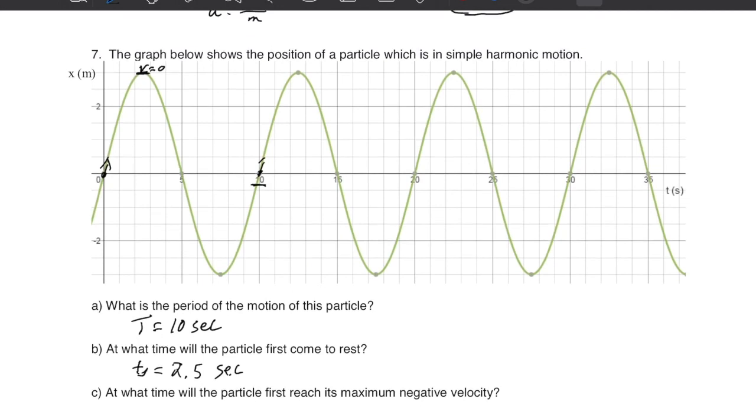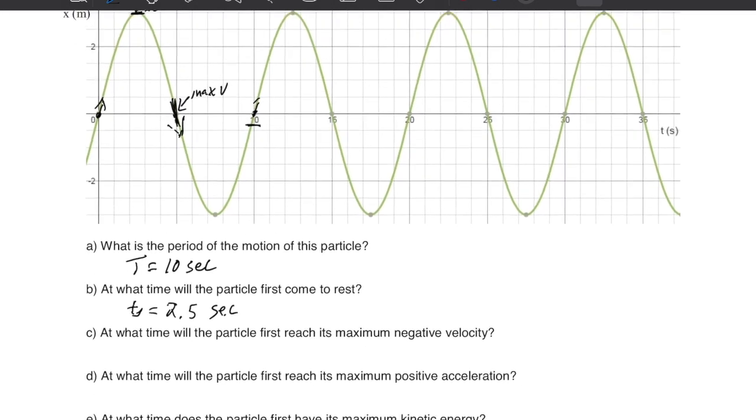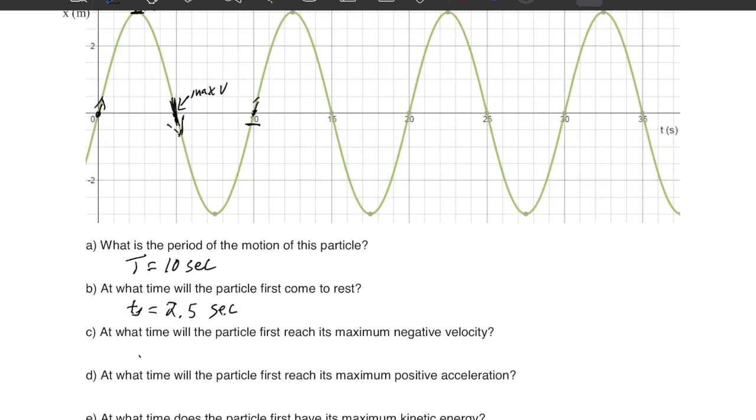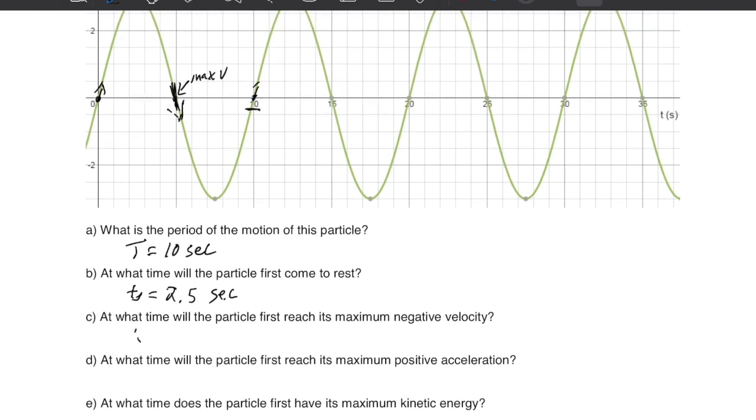At what time will the particle first reach its maximum negative velocity? Maximum velocity happens at equilibrium. Maximum negative velocity would happen when the slope is negative at the equilibrium. We see that happens at 5 seconds. So at time equals 5 seconds, maximum negative velocity.